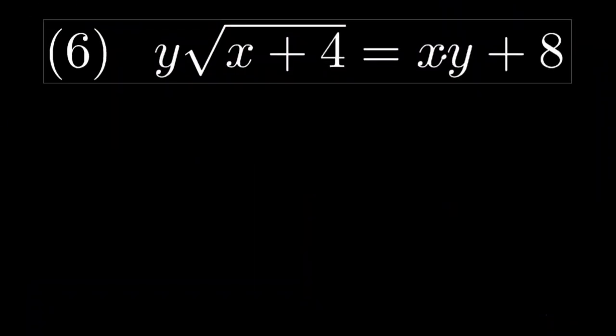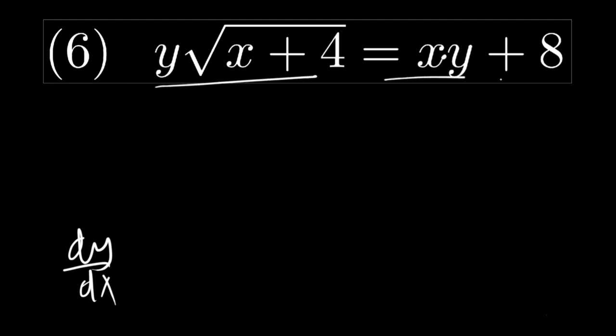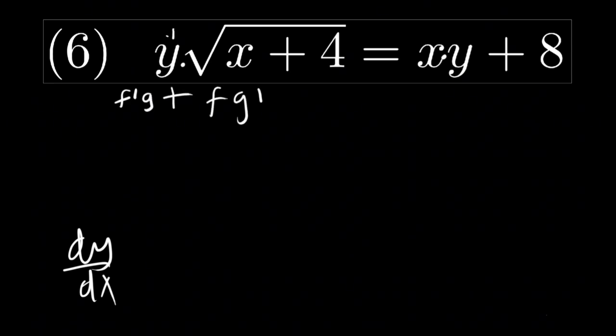Now for question number 6, we have to find dy over dx. To find dy over dx, we'll find the derivatives of each one individually. So right over here we have multiplication. So how can we find the derivative of this? Well, to find the derivative, we'll take f dash g added by f g dash. Now this here is f, and this here is g. So let us find f dash. Well, f dash, or the derivative of y, is dy over dx.